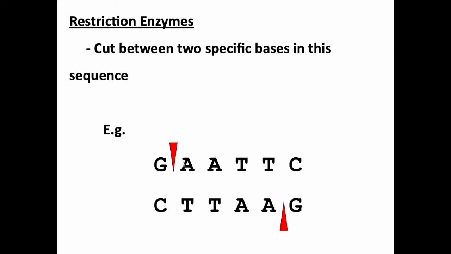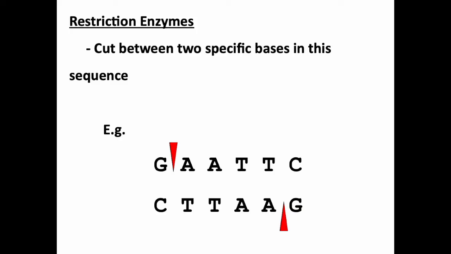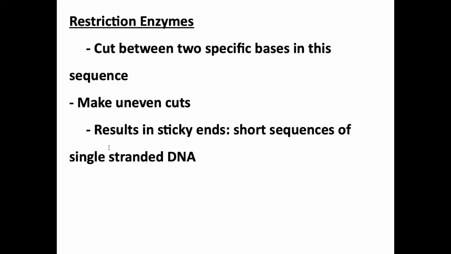Importantly, these two cuts are staggered. They are uneven. So these restriction enzymes make uneven cuts here. Again, sort of staggered. We can see it here. This results in something called sticky ends. Sticky ends are short sequences of single-stranded DNA. Try to say that 5 times fast.